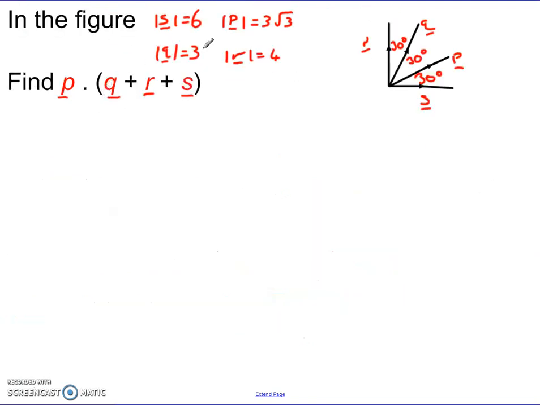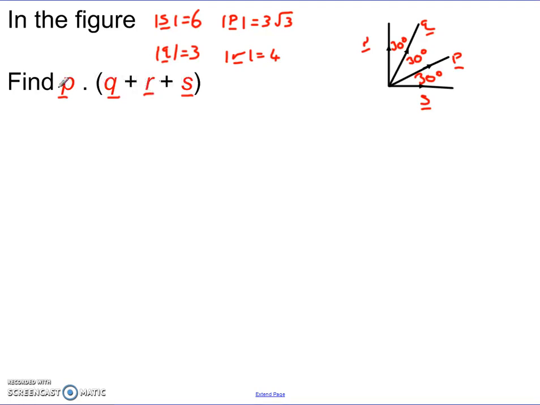The last one, in this figure, magnitude of S is 6, magnitude of Q is 3, magnitude of P is 3 root 3, and the magnitude of R is 4. They're given in this diagram here. I want to find P dot (Q plus R plus S).